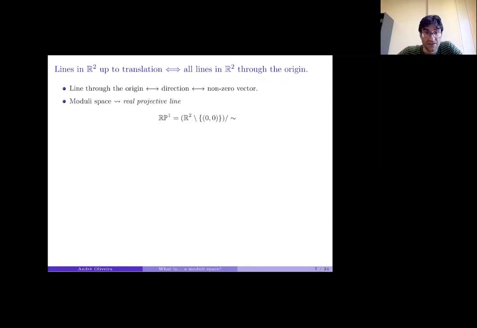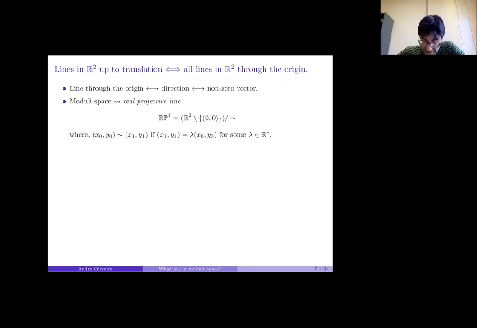So the moduli space is called the real projective line, which is RP1. This is just R squared minus zero modulo an equivalence relation. R squared minus zero gives me the direction: a non-zero vector. If you have two non-zero vectors which are multiples of each other, of course they give you the same direction, so they give you the same line. That's why I have to mod out by this equivalence relation. So this is the real projective line, the moduli space of all lines in R2 through the origin, which is the same as all lines in R2 up to translation.